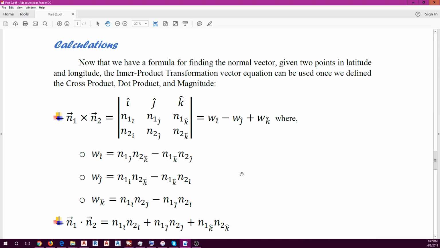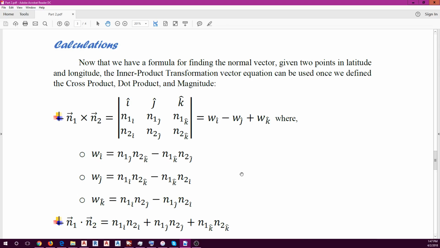But what if I had two of the same thing? What if I had the x-axis dotted with the x-axis? I would get 1 as an answer. Why? Well, because they agree 100%. So you get a number out of the dot product.